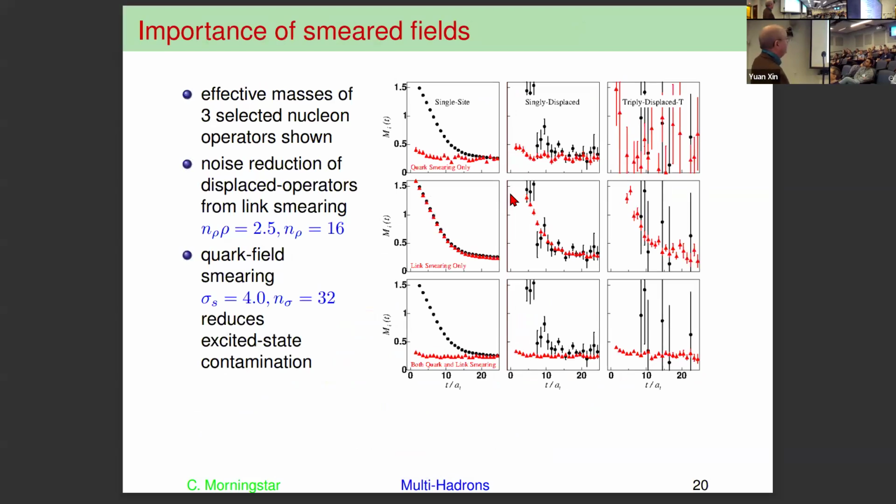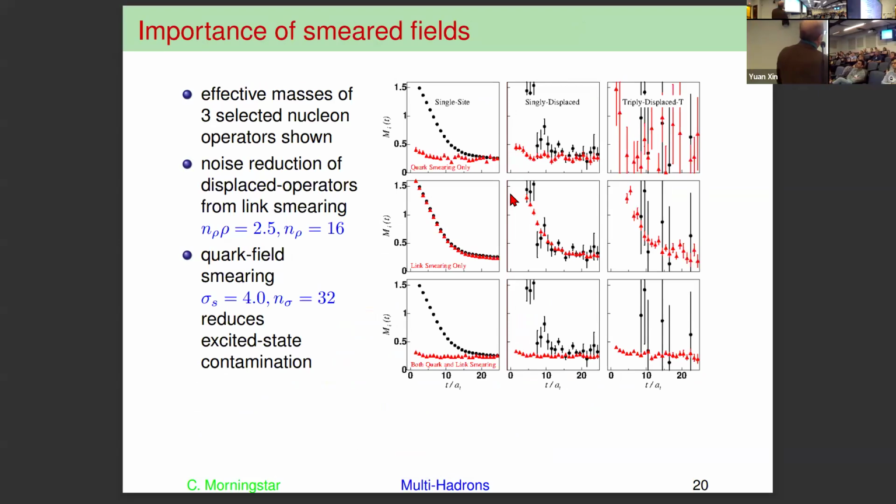A lot of it boils down to getting rid of excited state contamination. What you're seeing here are what we call effective masses. It's basically the logarithmic derivative of these correlators. At large time, it goes to the exact energy. These are all for a particular nucleon.